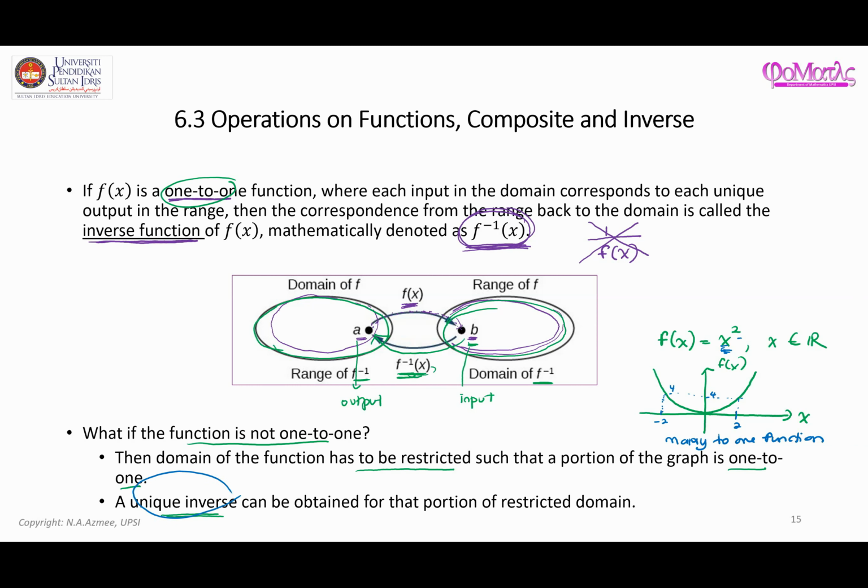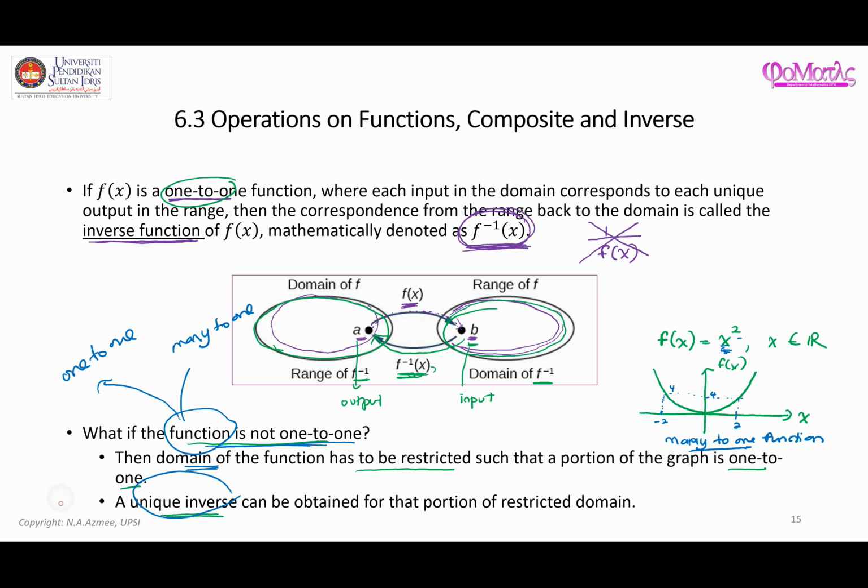So in this scenario, you cannot have a unique inverse function. So the solution is, when the function is not one-to-one, recall that a function can either be one-to-one or many-to-one. This is the definition of function. But for inverse function, the function must be one-to-one. If it is not one-to-one, for example, like this one, this is a many-to-one function, then you have to restrict the domain so that the portion of the graph is one-to-one.